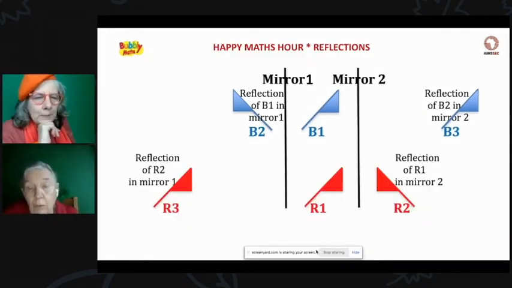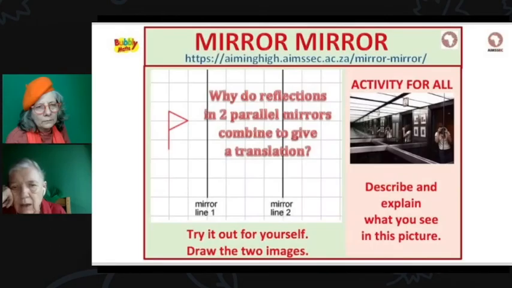If you look at the blue flag, and it reflects in mirror 1 to B2, the first reflection is in mirror 1, and then if you reflect B2 in mirror 2, can you see that B2 and B3 are reflections of each other? And B1 moves by a translation to B3, but that's 2 reflections. And so this is a little bit of an illustration.